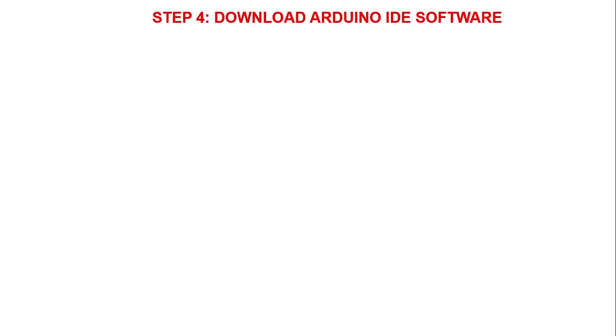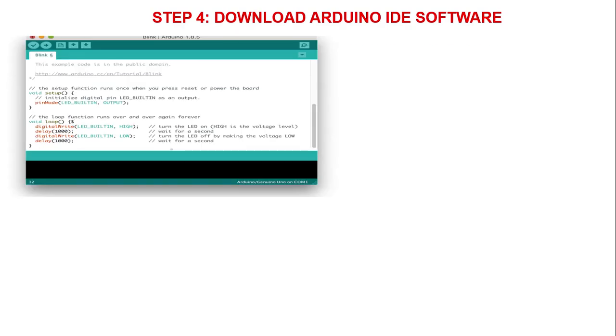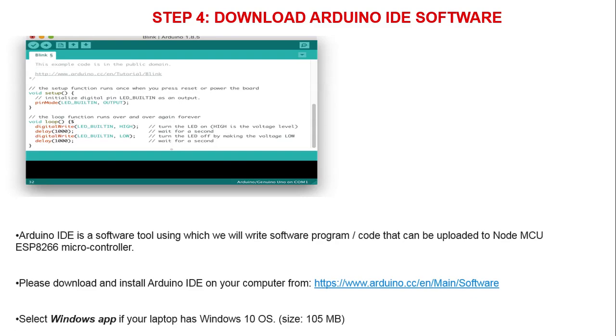After that, download the Arduino IDE software. How to download that Arduino IDE software? It is simple. Arduino IDE is a software tool using which we will write a software program or code that can be uploaded to the NodeMCU ESP8266 microcontroller. Please download and install Arduino IDE on your computer through arduino.cc, where we have to just click on the software option. Again, we can download that particular software through the Arduino site.